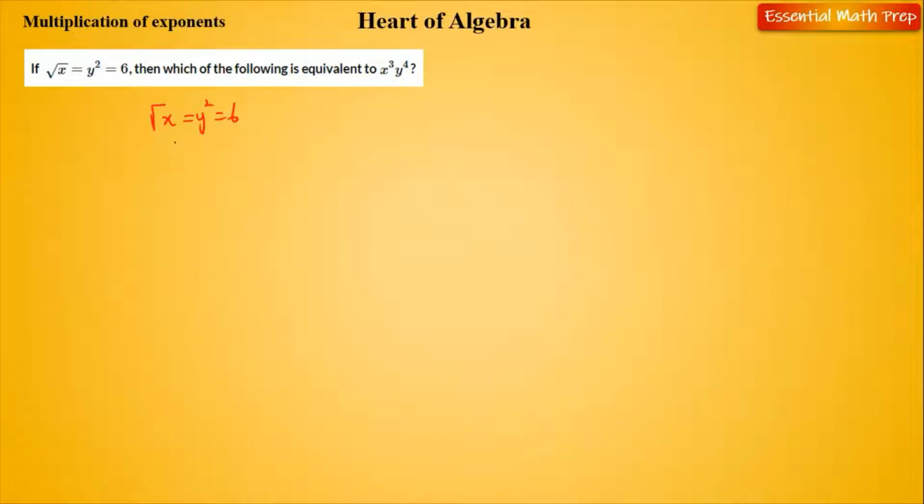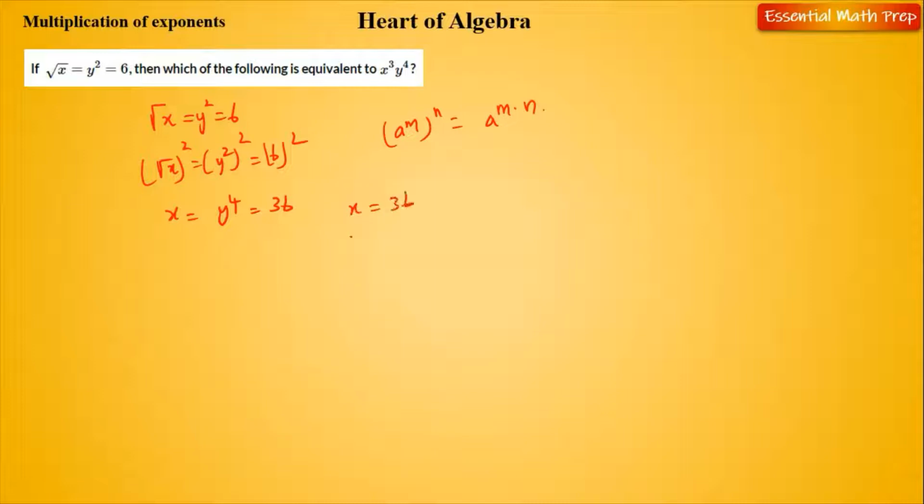So how can we get rid of the square root so we have just the value of x? If you square all sides, that means the square root of x squared, y squared squared, and 6 is also squared. So that means x equals y to the power 4 equals 36. How do I know it's y to the power 4? A to the power m to the power n equals a to the power m times n. So we know x equals 36. Y to the power 4 is also equal to 36.